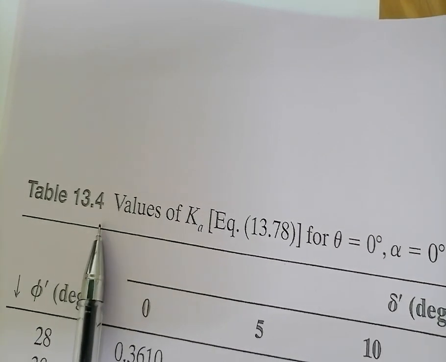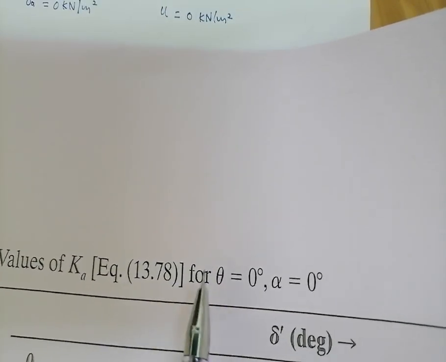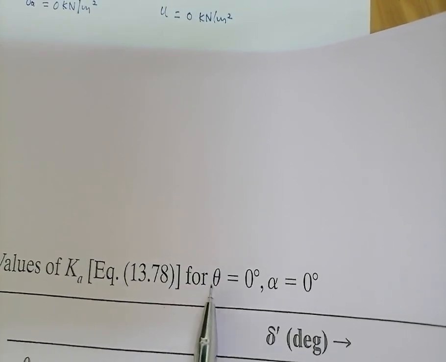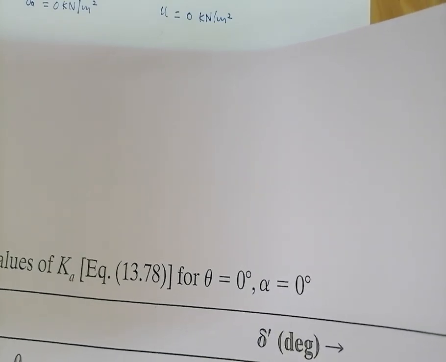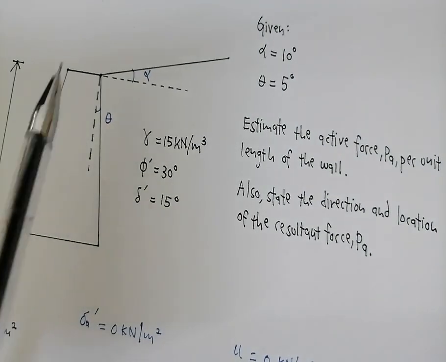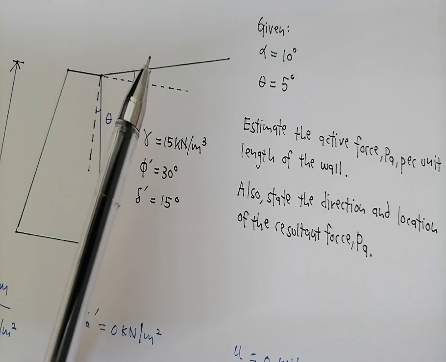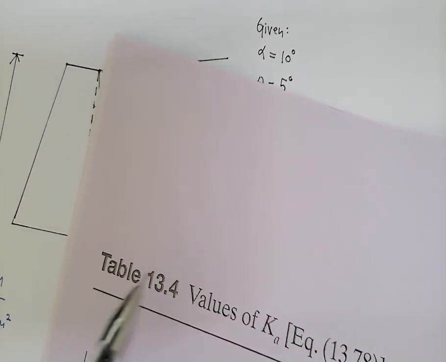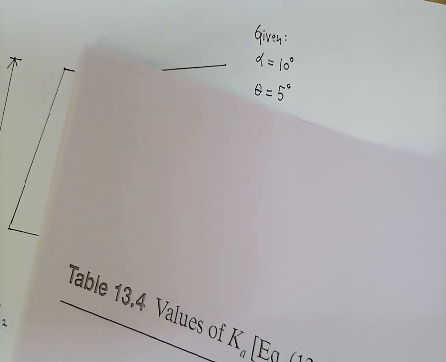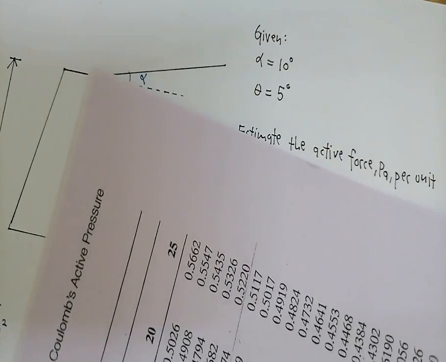All right, so are we going to use this one? Let's look. For this table, theta must be 0 and alpha must be 0 as well. But in our case, our theta is not 0, our theta is 5 and our alpha is 10. So this is a no. We cannot use this table 13.4.